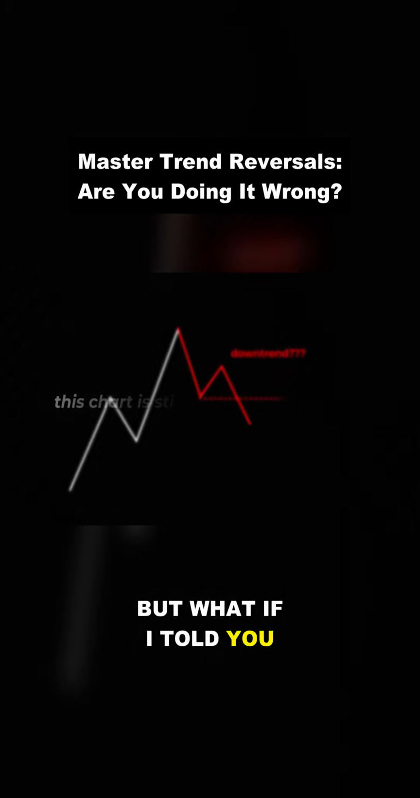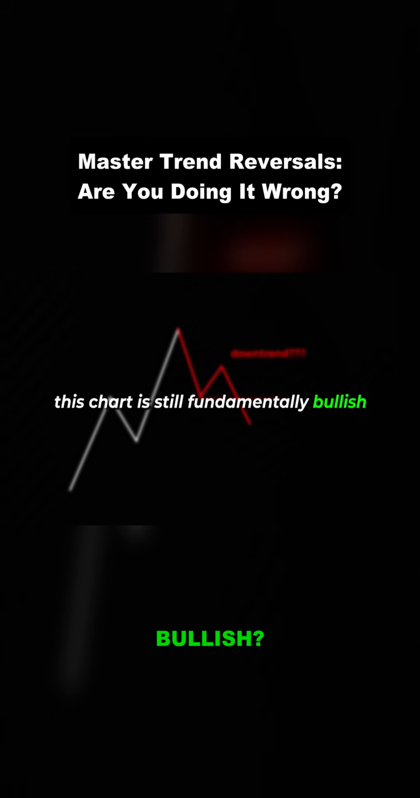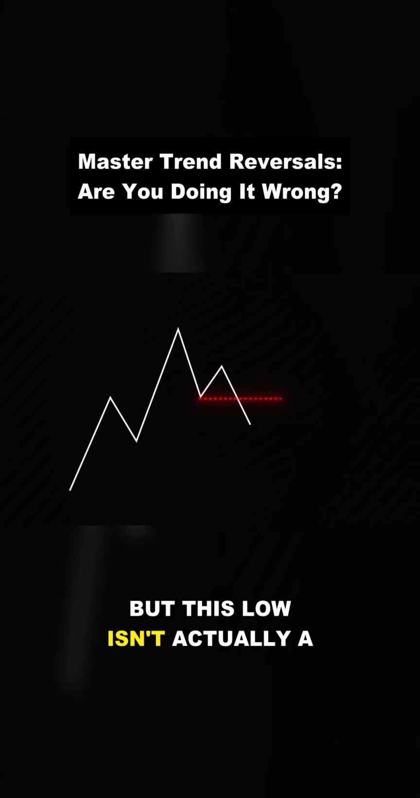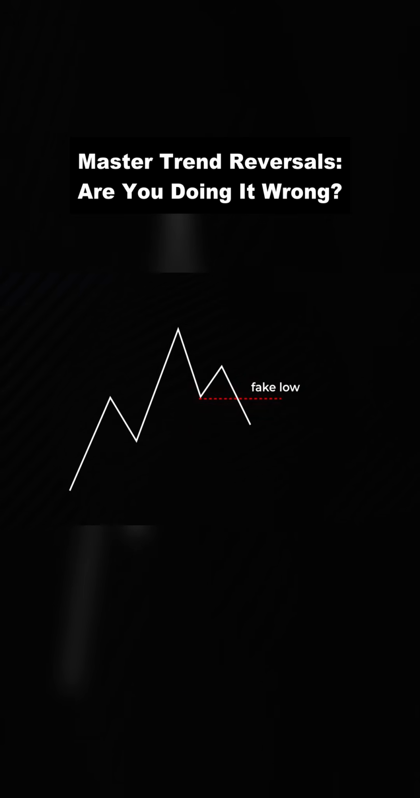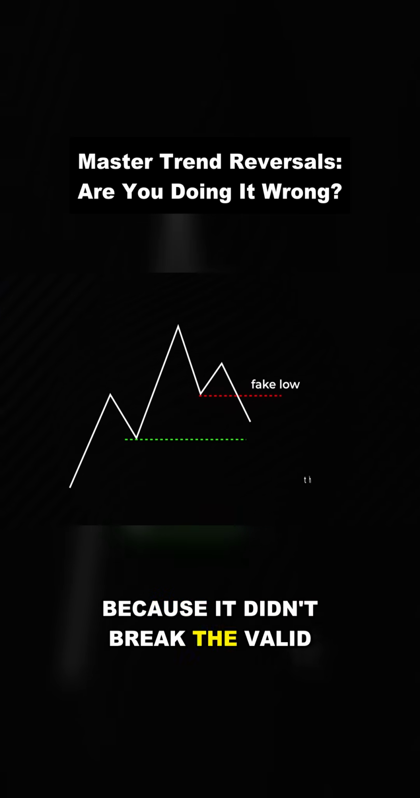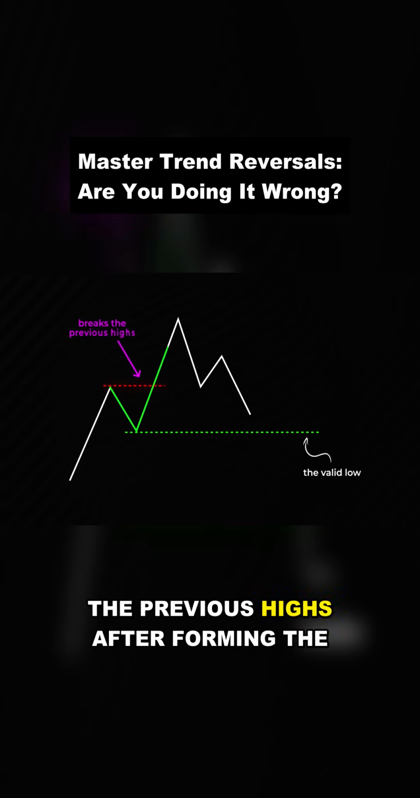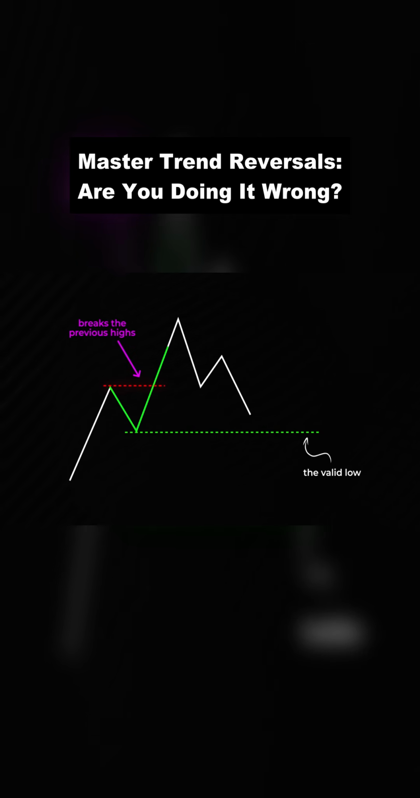But what if I told you that this chart is still fundamentally bullish? Sure, the price broke a low, but this low isn't actually a valid one. Why? Because it didn't break the valid low, which is this one. Let me make this crystal clear. For a low to be considered valid, the price needs to break the previous highs after forming the low.